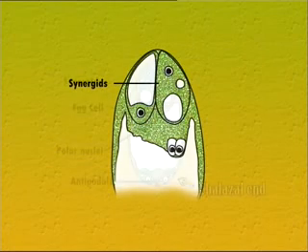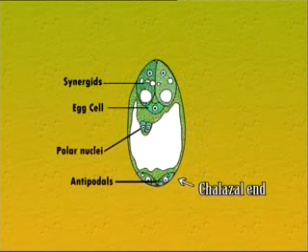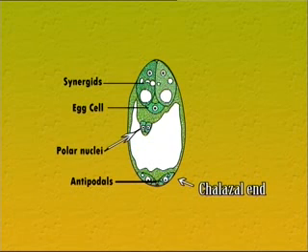At the chalazal end, out of 4 nuclei, 3 form antipodals, whereas the 4th one migrates toward the center to function as lower polar nucleus. The 2 polar nuclei come close to each other in the center of the embryo sac. This mode of embryo sac development occurs in the majority of angiosperms and is known as the polygonum type.